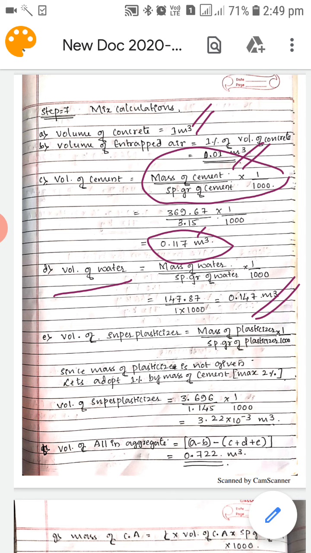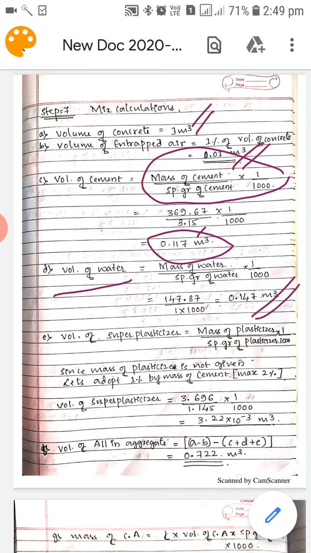Again, the volume of superplasticizer. To calculate the volume of superplasticizer, we need the mass or the weight of the superplasticizer used in the mix proportioning or mix design. If that is mentioned in the question, well and good, you have to take that quantity. If it is not mentioned, you have to adopt a certain value. The value of superplasticizer adopted should not be greater than 2% of the mass of the cement.